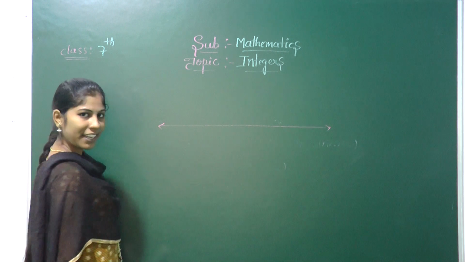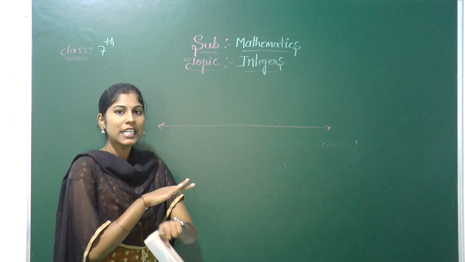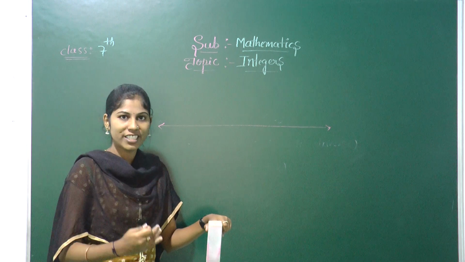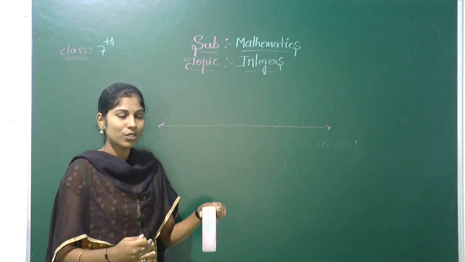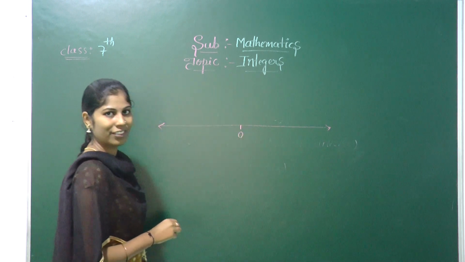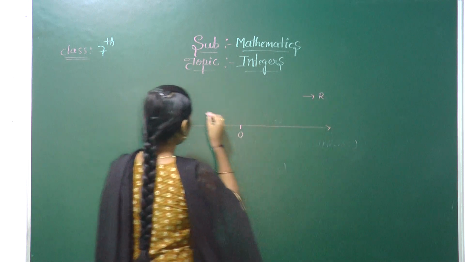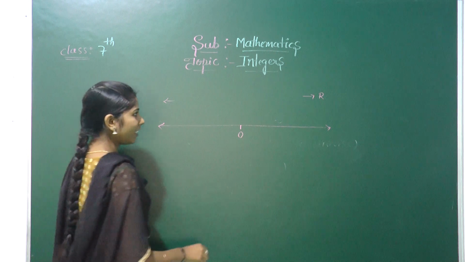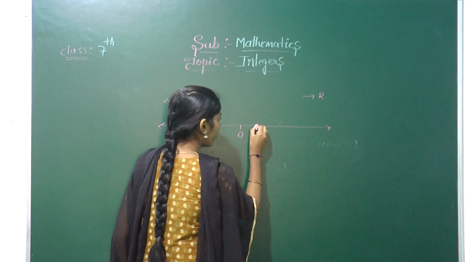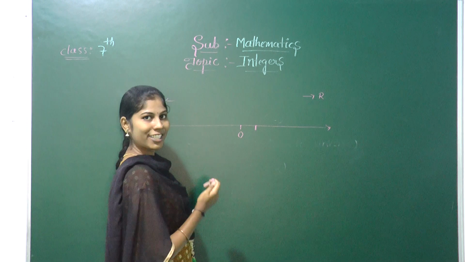See, this is a number line. Yesterday I gave you one example, sea level. The sea level is 0, above the sea level is positive and below the sea level is negative. Same here, I will take the sea level as 0. This is the right side and this is the left side. I will take the right side as positive integers. To remember, you can consider the positive side as above the sea level.